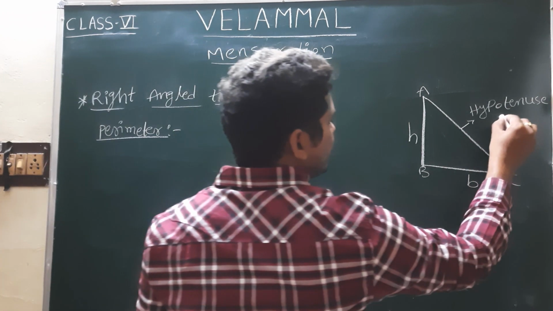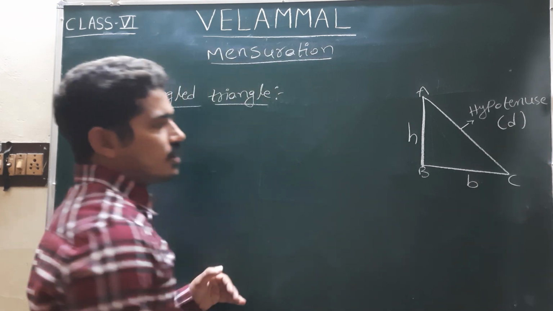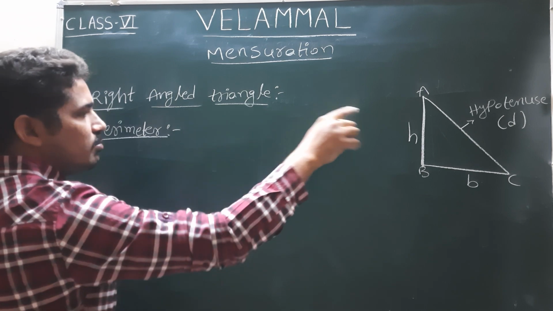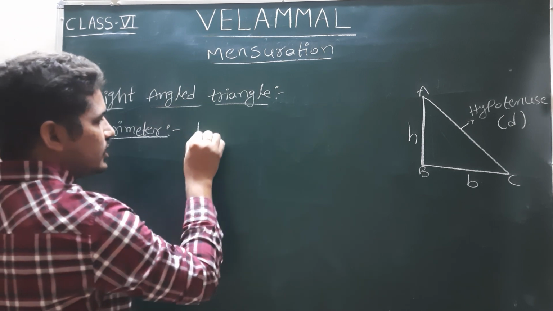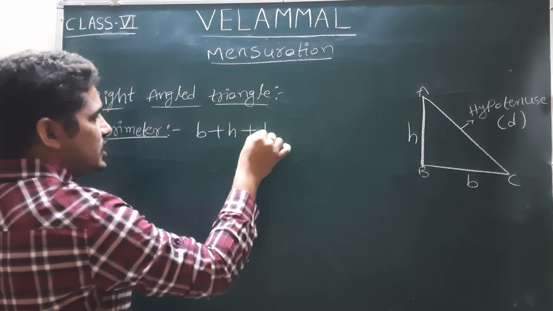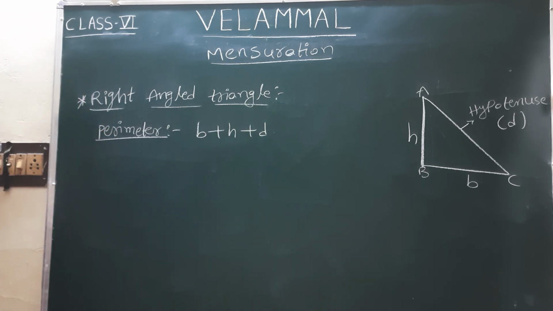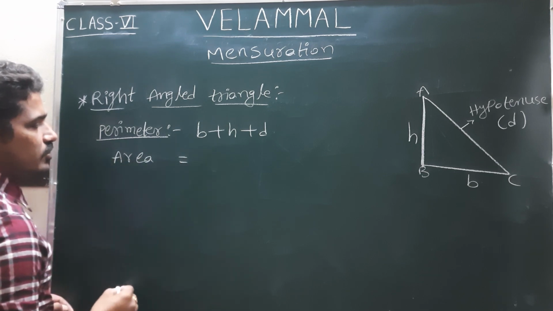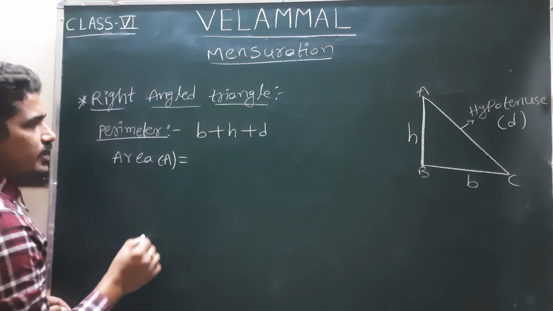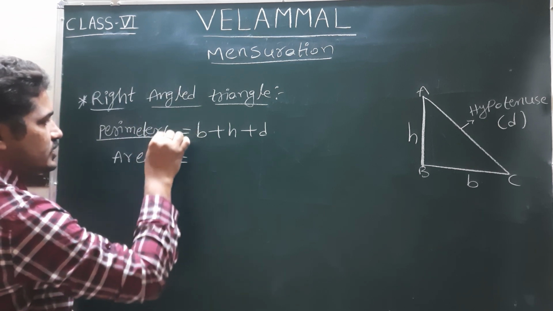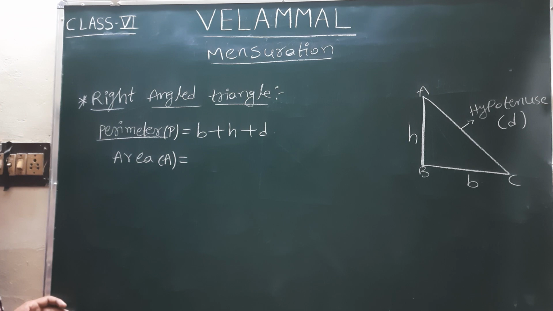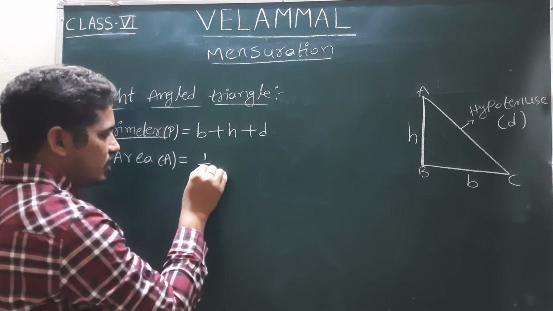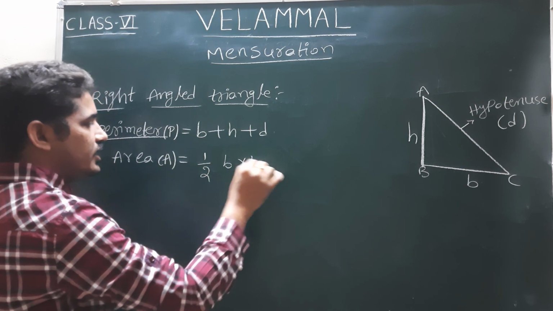The hypotenuse is always represented with D. Now for this triangle, if we want the perimeter, we take the sum of all sides. So B plus H plus D is the perimeter. And area is equal to, we take area as capital A and perimeter as capital P. The formula for the area is half into base into height.